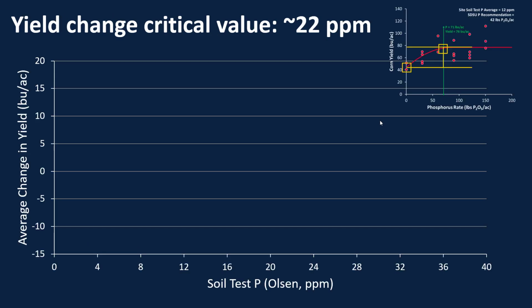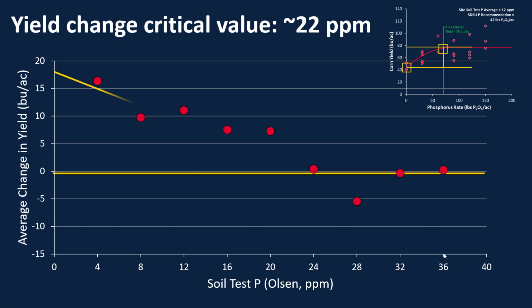So if we look at just change in yield, rather than relative yield, something that, numbers we kind of think about a little bit more. We can see here, this is our change in yield. So when we have an increase in yield from adding phosphorus, or when we see a decrease in yield, and this is soil test phosphorus from 0 up to about 36. So then we kind of get this line right here. As soil test phosphorus increases, our change in yield decreases, and it flattens out about 0 around 20, 22.